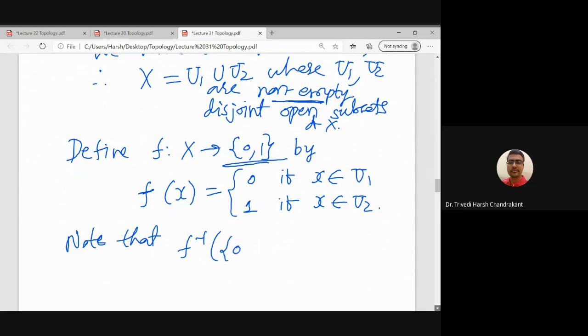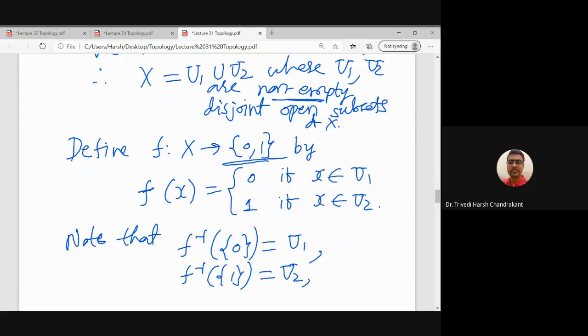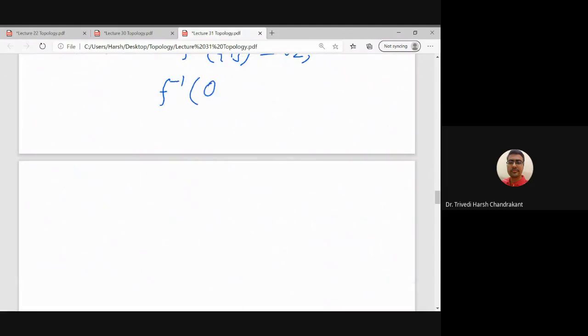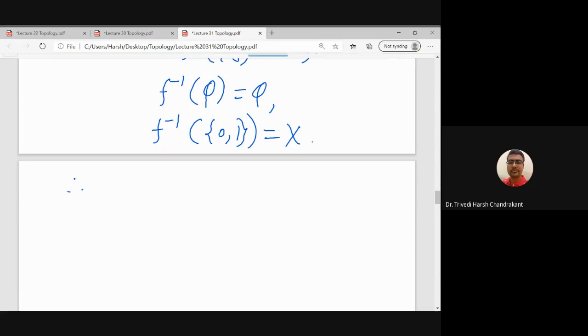So f inverse of {0} is U1, which is open. f inverse of {1} is U2, which is open. f inverse of the null set is the null set, which is also open. And f inverse of {0, 1} is the full set, which is also open. So therefore the inverse image of every open set is open. So f is a continuous function.